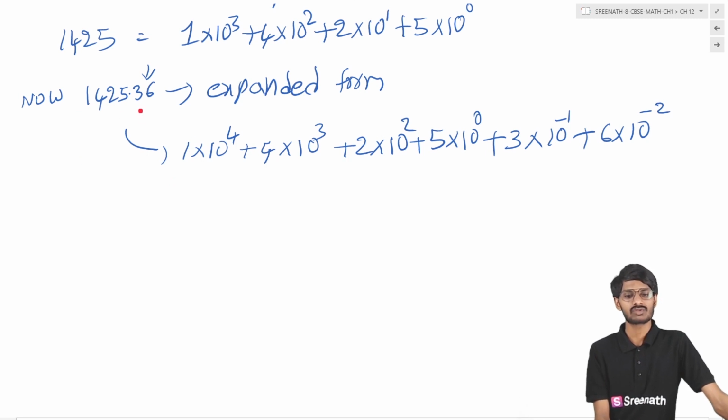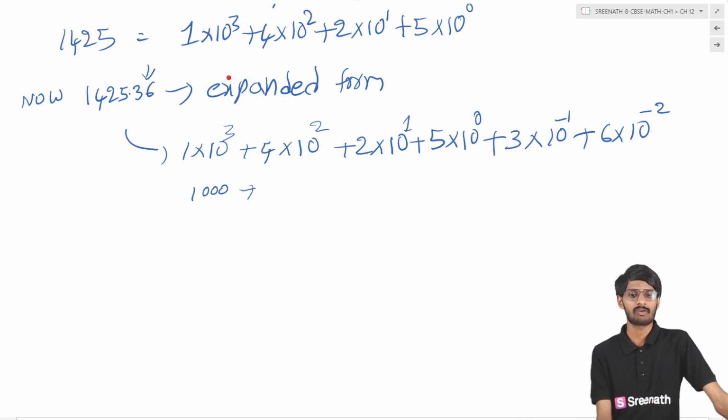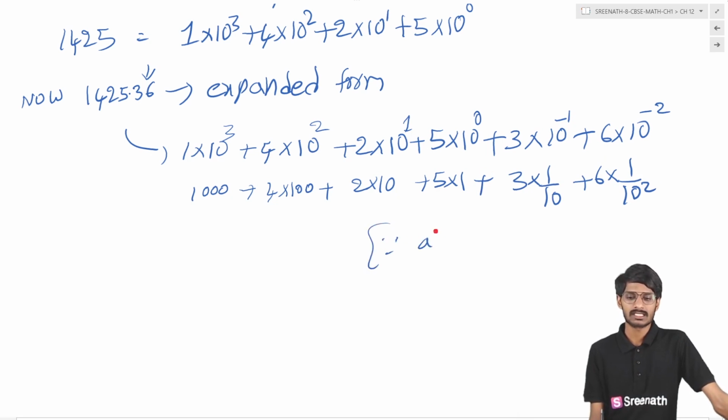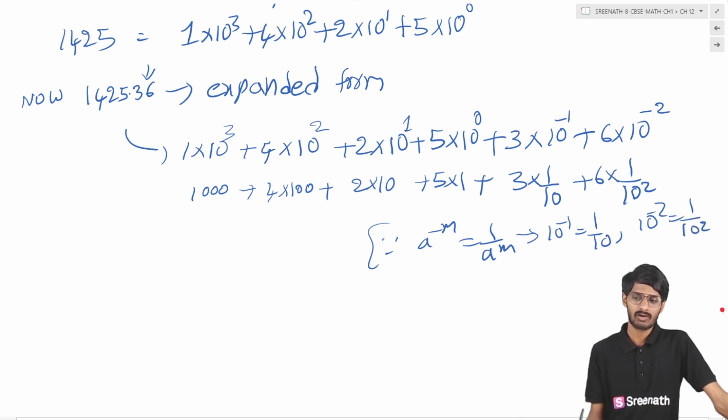If you want the values of this, I will give the answer. Oh sorry students, there is a mistake here. Here it is 3, here 2, here 1, as I have written previously. So 1 into 1000 plus 4 into 100 plus 2 into 10 plus 5 into 1, plus 3 into 1 by 10, plus 6 into 1 by 10 square. We know this because a power minus m equals 1 by a power m. So according to it, 10 power minus 1 equals 1 by 10, and 10 power minus 2 equals 1 by 10 square. We have written those like that.